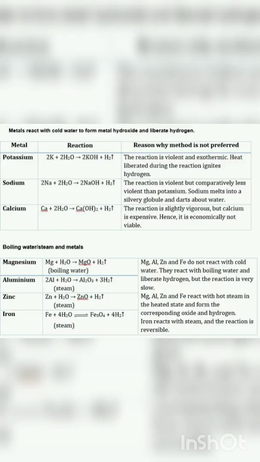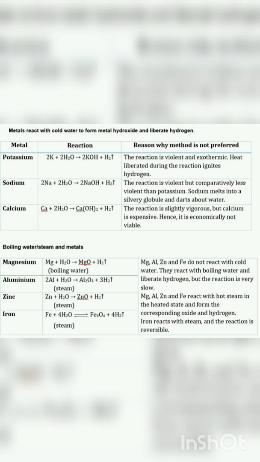Now let's discuss the reaction of metals with water. We already know that potassium and sodium are right on top of the metal activity series. Potassium and sodium react vigorously with cold water to produce hydrogen. When potassium reacts with water, it burns with a lilac flame, and when sodium reacts with cold water, it burns with a golden yellow flame.